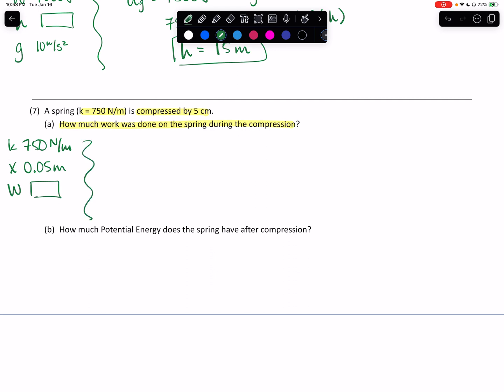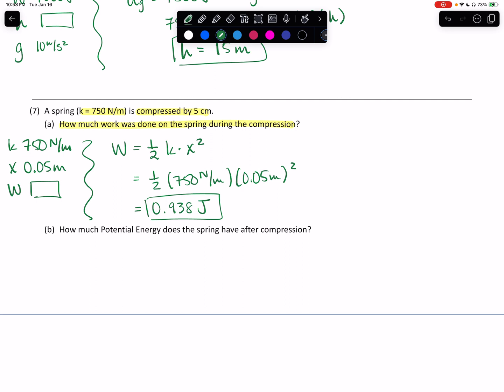So we start by thinking about calculation of that work. We know that when we have a variable force like we do with springs, we're going to use our formula of 1/2 k times that displacement squared. So 1/2 of 750 newtons per meter times 0.05 meters squared. We find that we've done 0.938 joules of work.